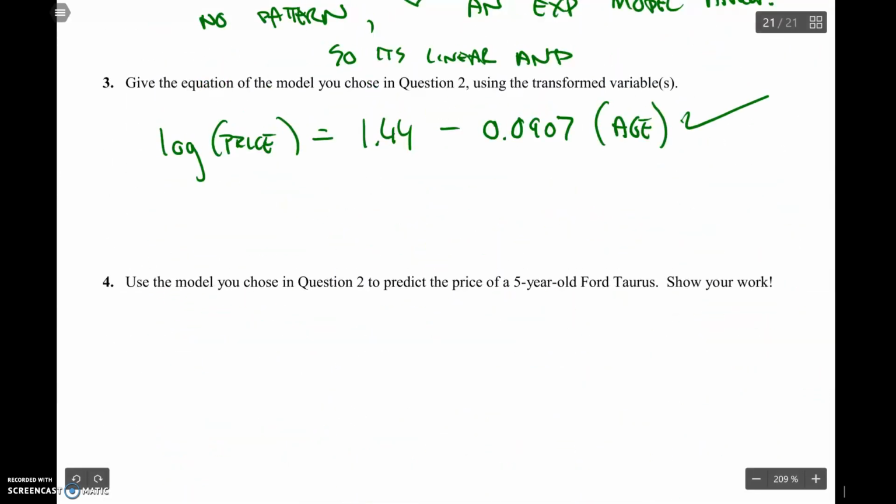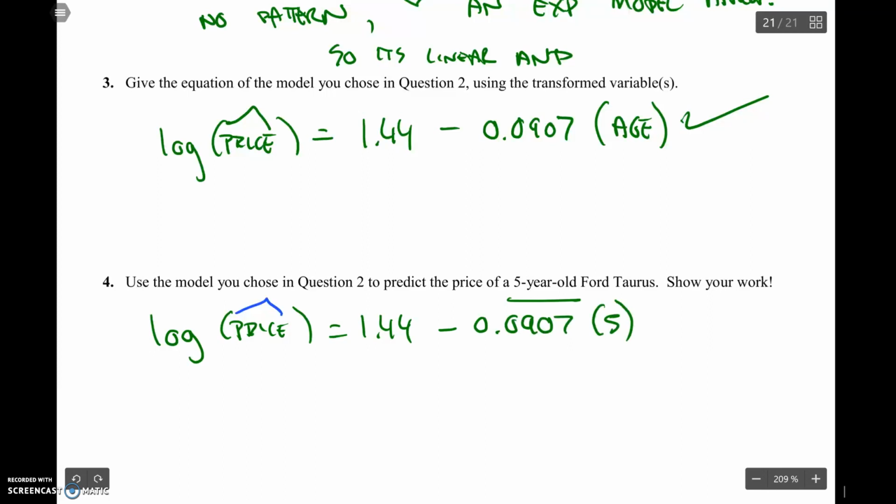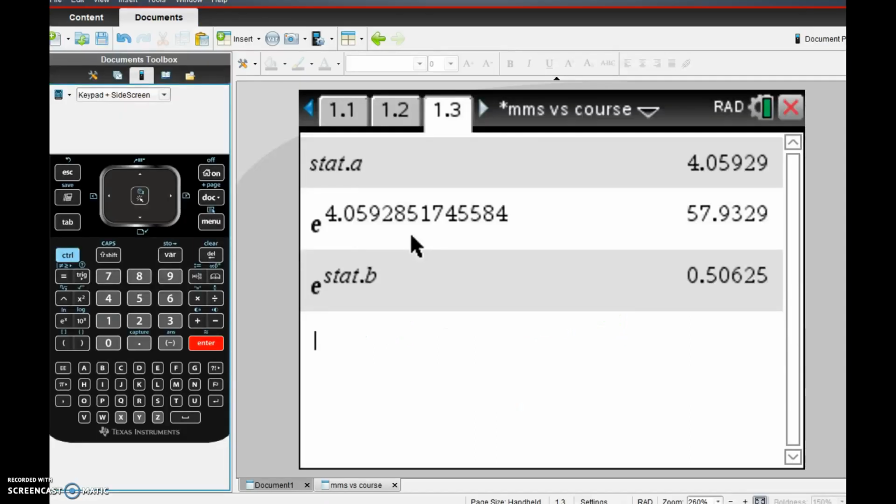Done. Use the model to predict the price of a 5-year-old Taurus. Log of price. Oh, price hat. Ooh, that's good, that would cost us points. Be careful about that. Price hat equals 1.44 minus 0.0907 times 5. And then to solve this for price, you just 10 it. So my predicted price is 10 to the power of 1.44 minus 0.0907 times 5.